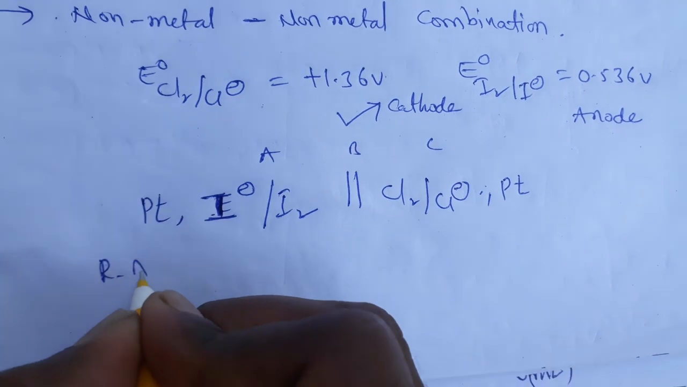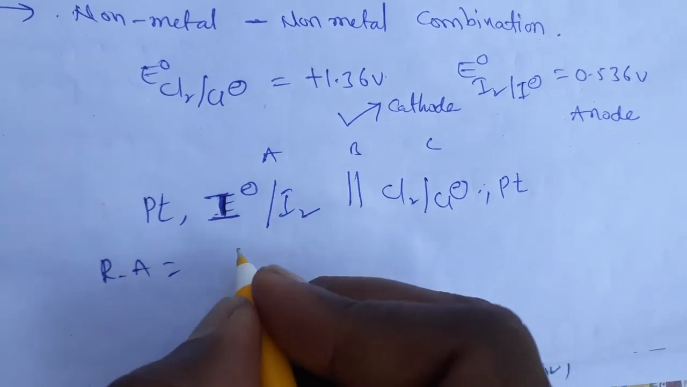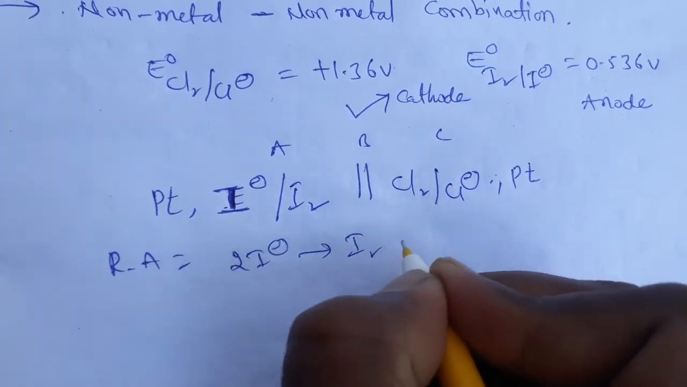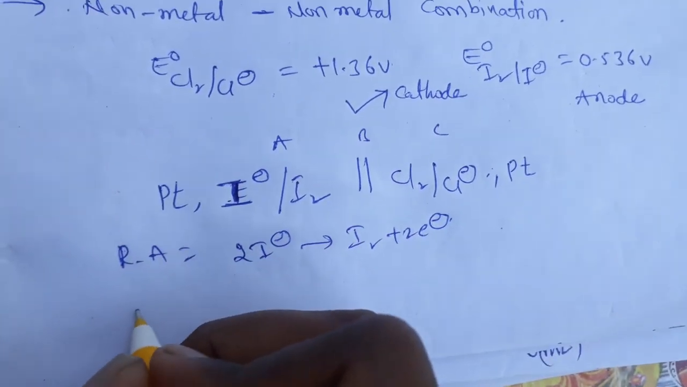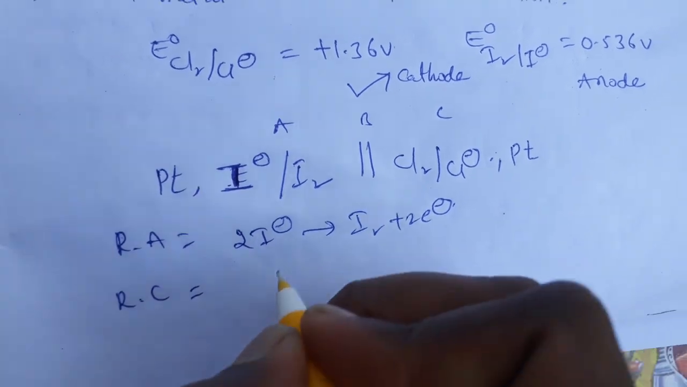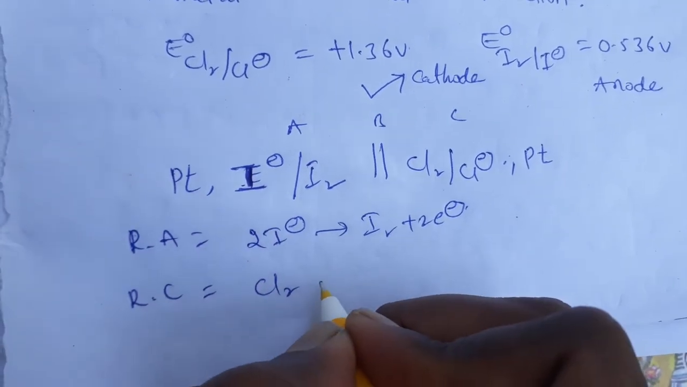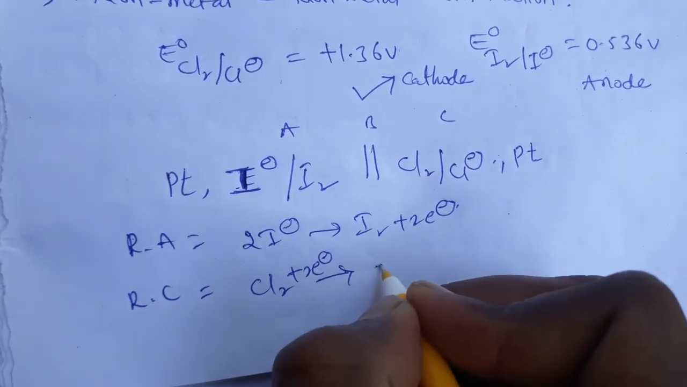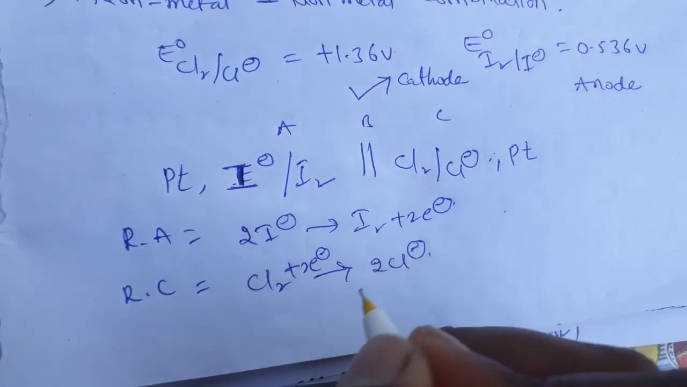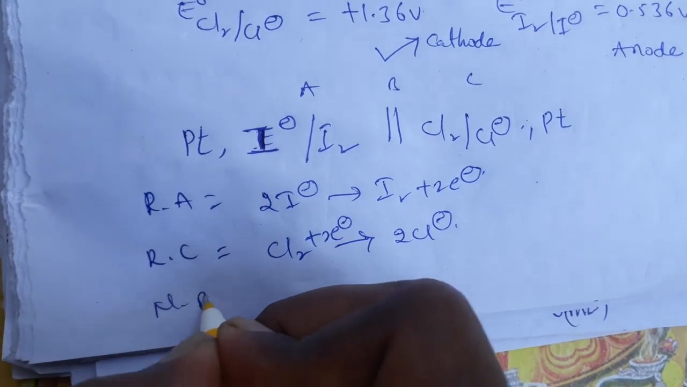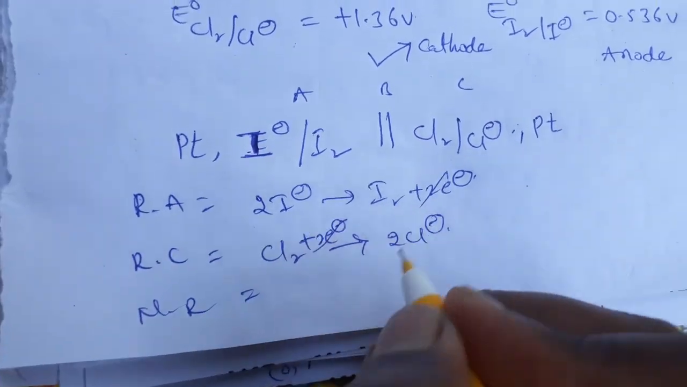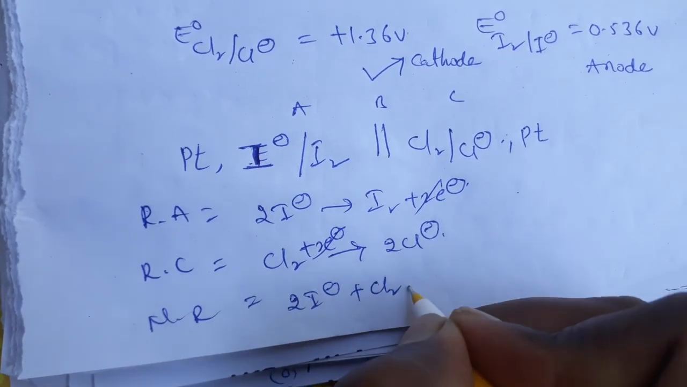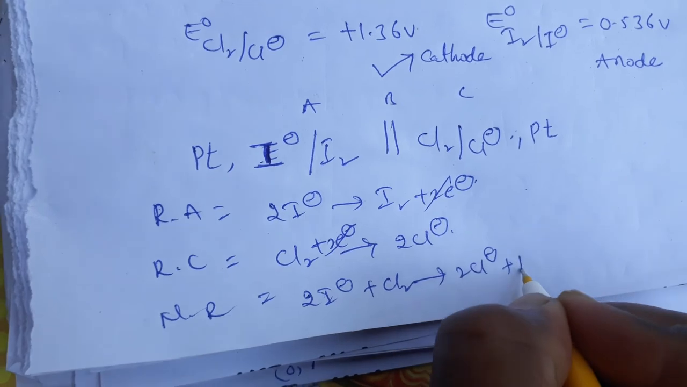So what is the reaction at anode? Anode is this one. So obviously 2I minus is going to be I2 plus 2 electrons, oxidation. And the reaction at cathode is Cl2 plus 2 electrons gives rise to 2 Cl minus. So for the net reaction, 2 electrons will get cancelled: 2I minus plus Cl2 gives rise to 2 Cl minus plus I2.